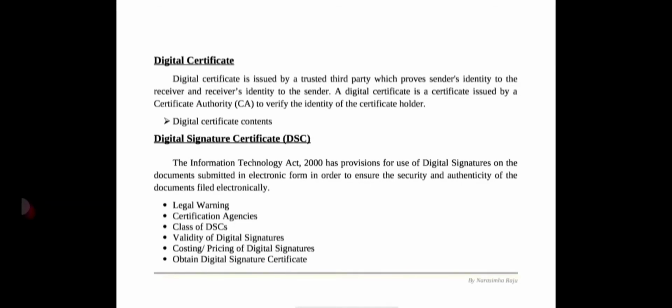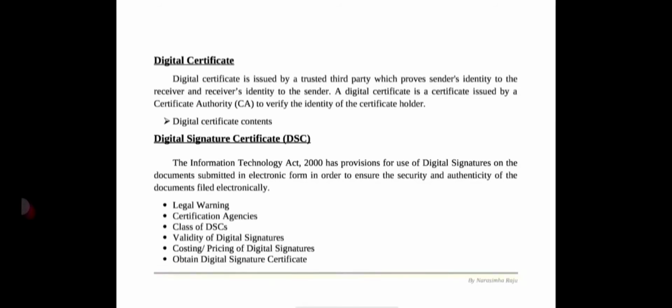This digital signature certificate process involves legal warnings, certification agencies, classes of DSCs, validity of digital signatures, costing or pricing of digital signatures, and obtaining digital signature certificates. In the legal warning, you can use only the valid digital signatures issued to you. It is illegal to use the digital signature of anybody other than the one to whom it is issued.